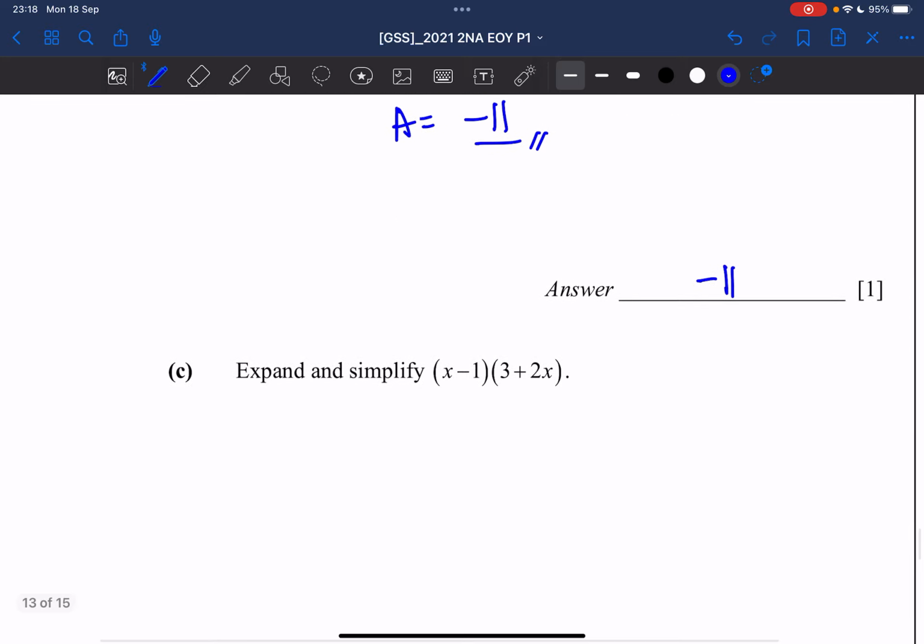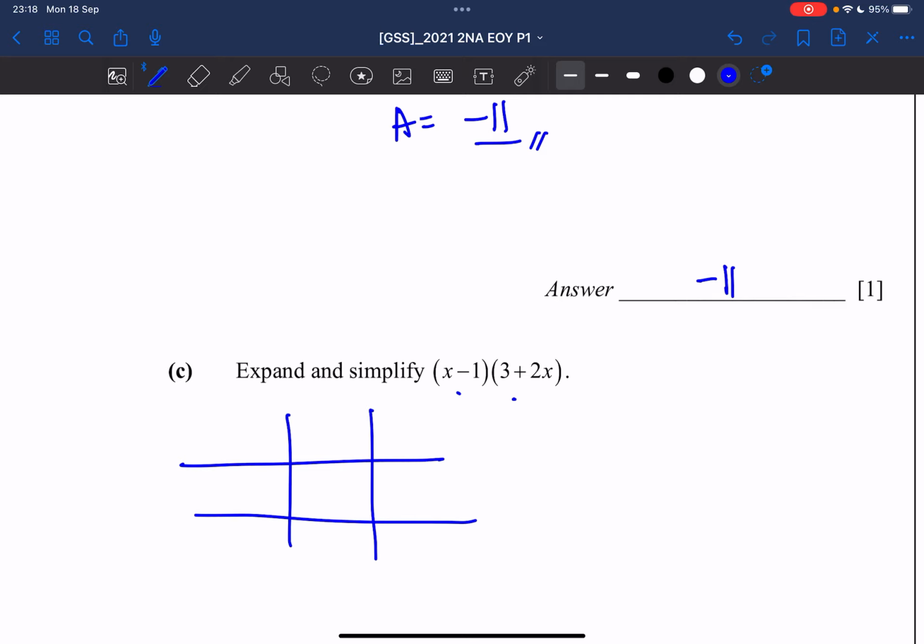Question C, we need to use tic-tac-toe. So we use tic-tac-toe here. So multiply x minus 1, 3 plus 2x. Same thing again. If you want to find this spot, it is actually x times 3, so this is 3x. Then the next one, you want to find this cell here. So it is negative 1 times 3, so negative 1 times 3 is negative 3.